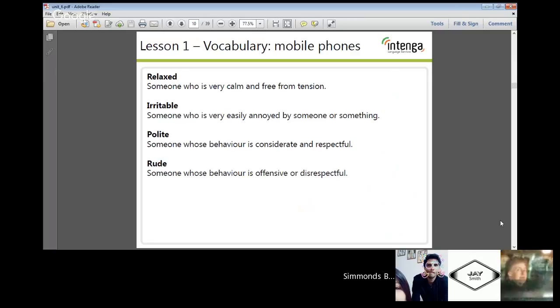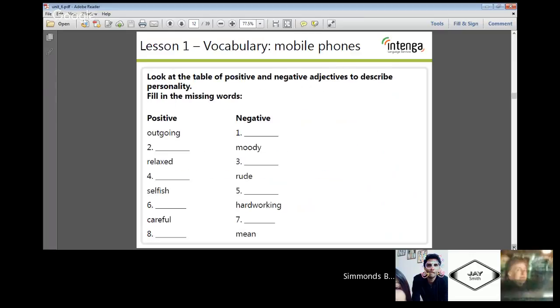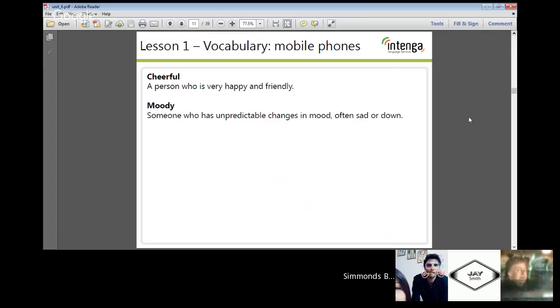So let me go to the next slide here. There's not many, but Raccoon, why don't you help us read this one, and then we can all participate in the next slide, okay? Okay. The first word is cheerful. A person who's very happy and friendly. And the second word is moody. Someone who has unpredictable changes in mood, often sad or down. And what does down mean in this case? You know, someone who's not really enthusiastic about anything, or yep.